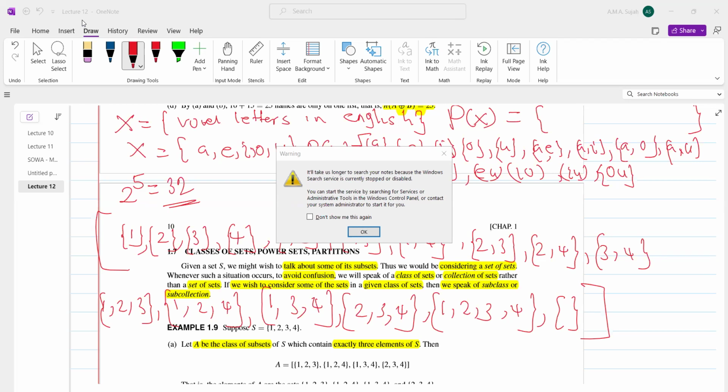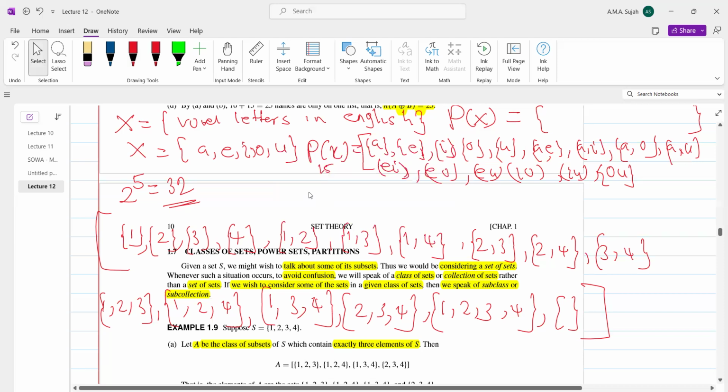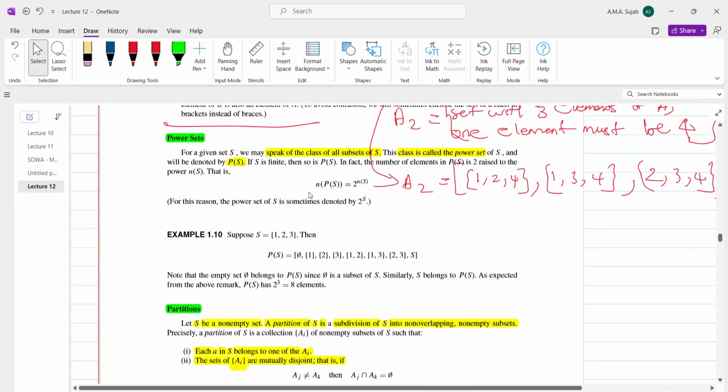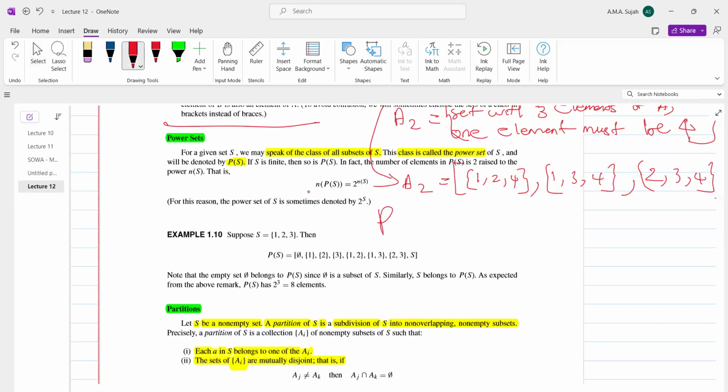So if you create a set with all the subsets, we can say that is a power set, right? So you need to write a set with all the 32 elements. We can denote power sets by P of X. P of A means the power set of A. So you need to write all the subsets of A as a set. Then we can say P of A is the power set of A, right?